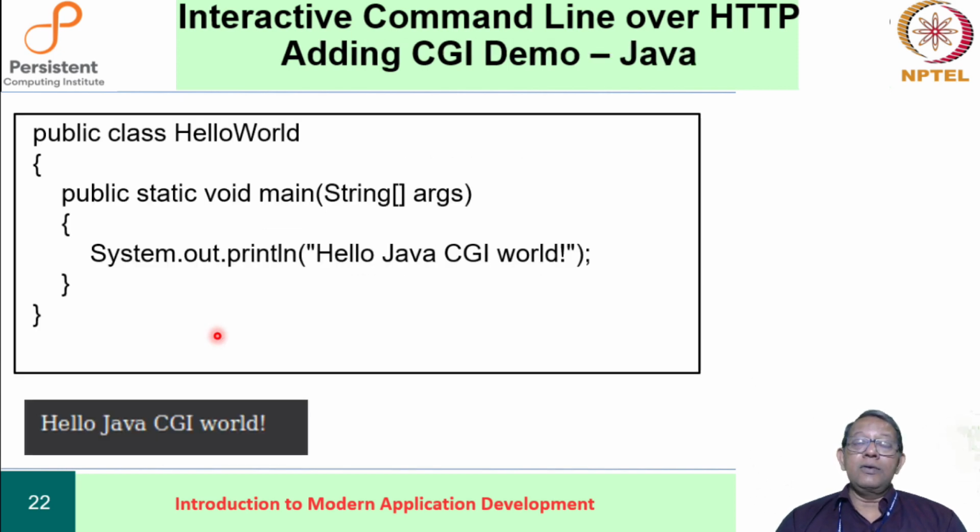Let us go ahead and look at how to run Java programs via the cgi-bin method. Here is a simple Java program, a hello world, that simply prints hello Java CGI world. On the browser, this would look like simple text in this way. As a Java program, we simply need to compile it to obtain the corresponding class file to be executed. This class file will then have to be run via a shell script.